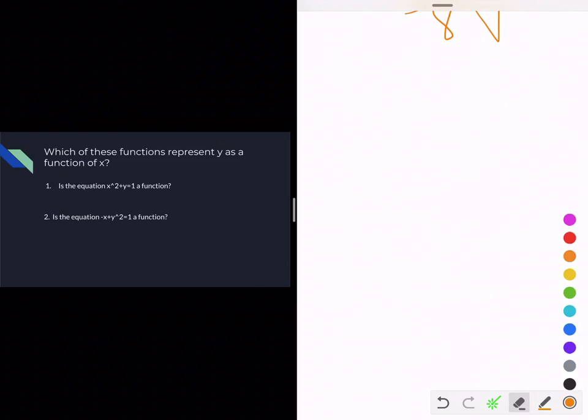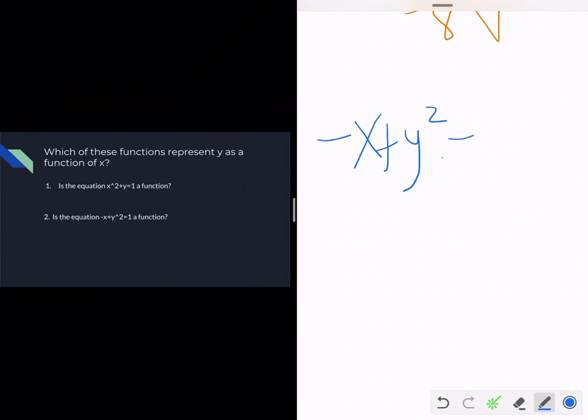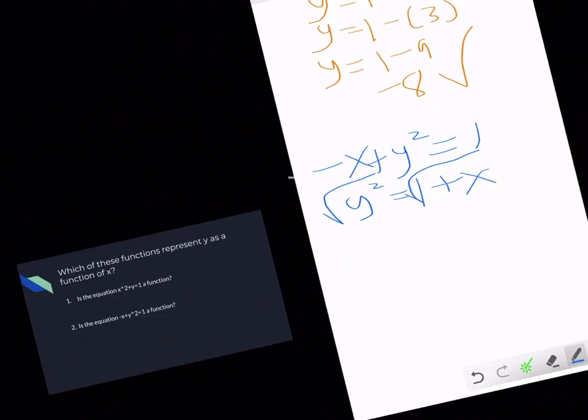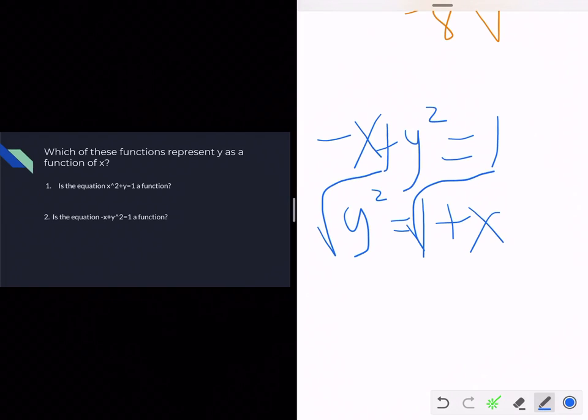Let's do a different problem. Is the equation negative x plus y squared equals 1 a function? Now we have to solve for y again. You add x, so you have y squared equals 1 plus x. Now, to solve for y, take the square root of both sides. So you have y equals the square root of 1 plus x.